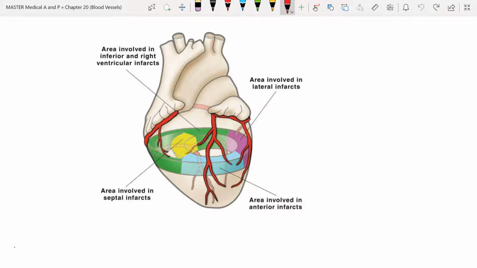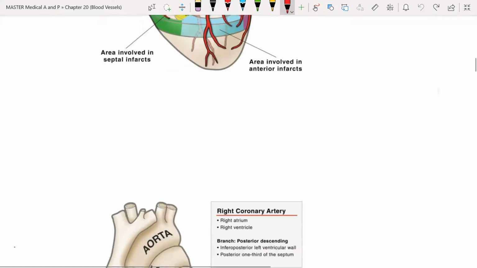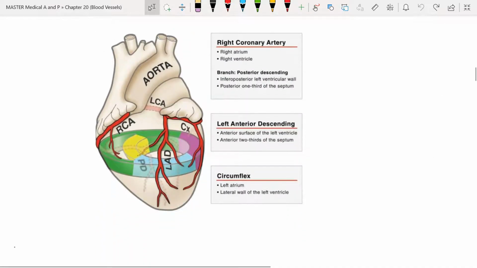And these regions can be described as anterior, septal, inferior and right ventricular, and lateral. So each of these coronary arteries has a name. Like, for example, the right coronary artery, left anterior descending, and circumflex. And each of these arteries feeds a certain region of the heart with nutrients, so the heart muscle can continue to pump effectively.